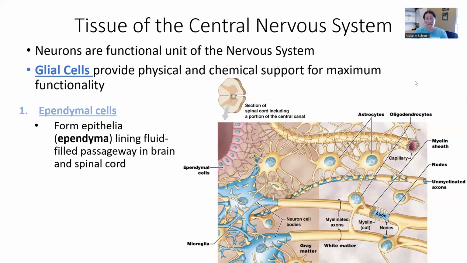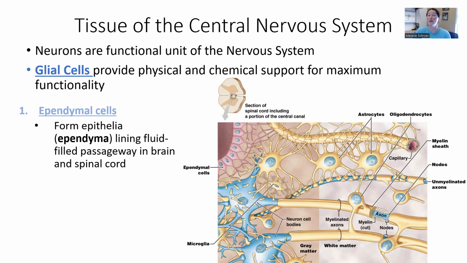So previously in this class, we learned all about neurons. We learned about how they are stimulated, they depolarize, they generate action potentials, they release neurotransmitters. So those functions make them the functional unit of the nervous system.